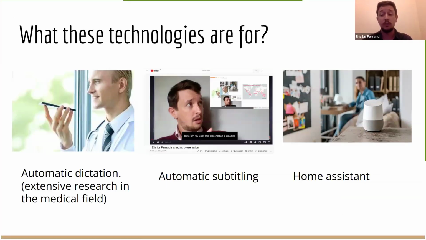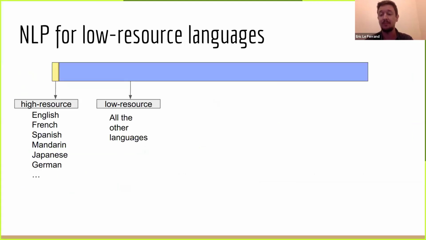Also, maybe you're a medical doctor and you are in a constant rush and you're using a vocal assistant to dictate your medical prescriptions for your patients. Maybe you are deaf or hard of hearing and you're using the auto caption feature of YouTube. Or you are too lazy to check the weather through the window and you prefer to ask your home assistant. All these technologies are available for a handful of languages. We do not have a specific number as it depends on the task, but it might vary from 20 to 100 languages. All these other languages are considered low resource, and there are more than 6,000 of them, roughly.